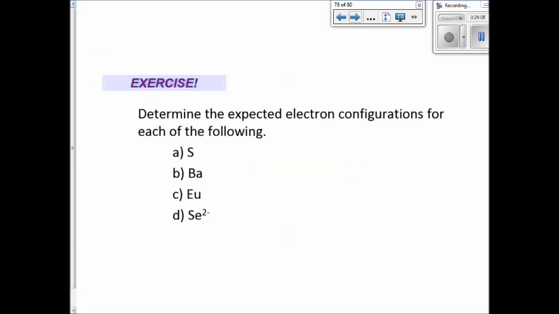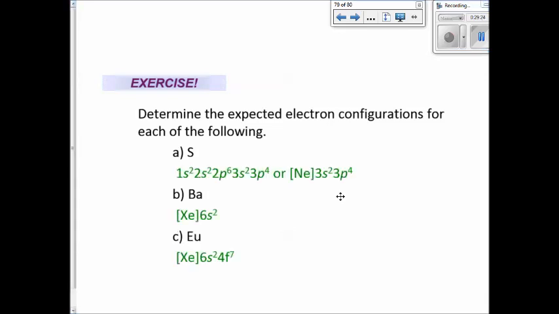Now let's do some exercise. Expected configurations for each of the following. Let's go ahead and write those out. Yes, you can use abbreviated because some of them are way, way, way long. Okay, so let's check it out. See if you got these right.